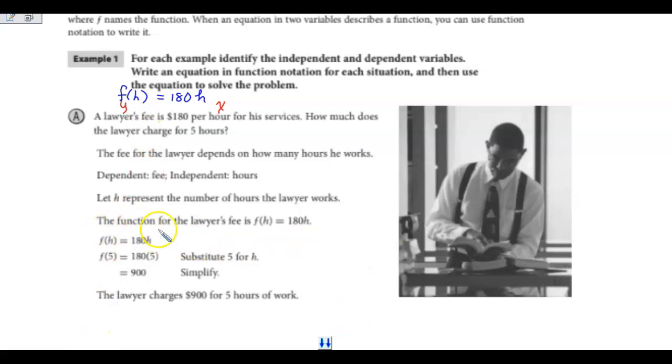So now we have the function for the lawyer's fee. The function of h is 180h. So the fee is going to be 180 times the number of hours. And they want to know for 5 hours. So we're going to take 180 times 5. That gives us 900. So that means he's going to charge $900 for 5 hours of work.